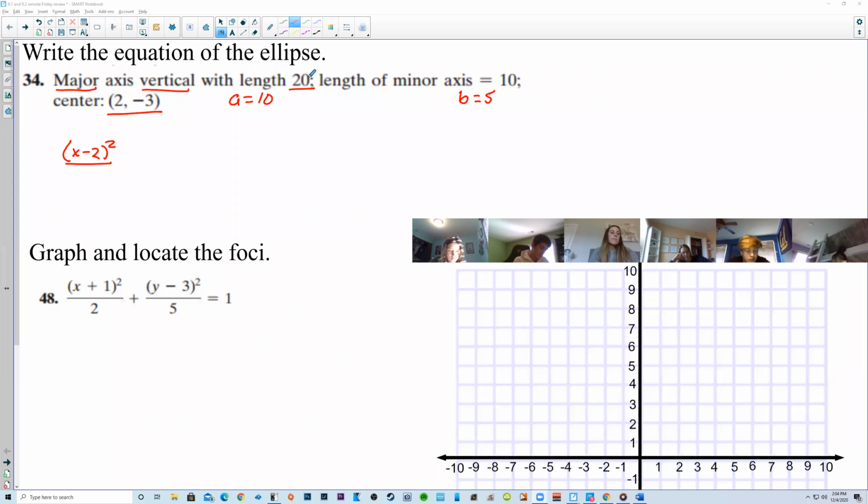All right, so we know that a is 10 from the major axis, b is 5 from the minor axis. We know the center, so we can write that. Now, if the major axis is vertical, that's up and down, so I'm going to put 100 under the y. That needs to be equal to 1. And now if b is 5, and I know that the minor axis is horizontal, then we put 25 under the x, and we got it.